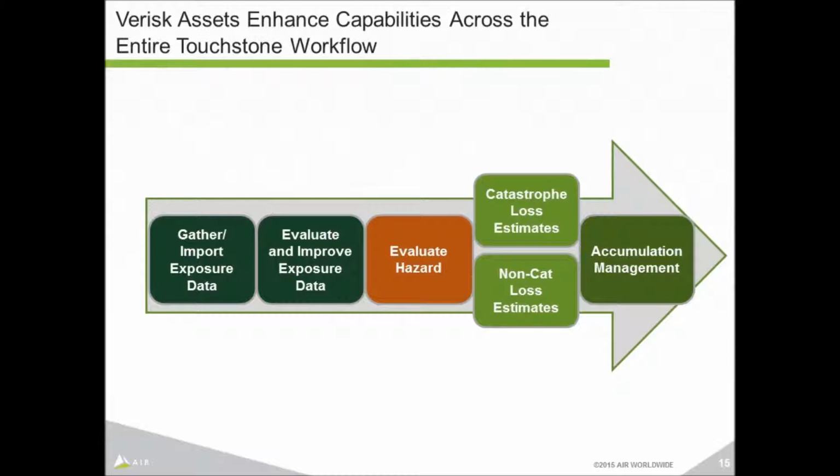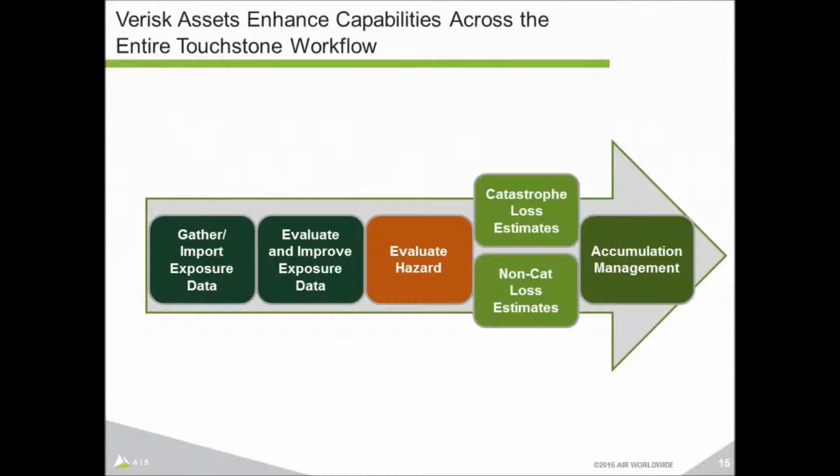Loss estimates for both catastrophe and non-catastrophe perils are then needed in order to further assess risk and inform pricing. And finally, if bound, the account will be rolled into the portfolio, where it must be considered in portfolio management functions, including accumulation, management, and reporting. Verisk offers a wide range of data and analytics that can enhance or supplement the capabilities we offer in Touchstone. I will summarize these connections here, and I will then provide more detail on the Verisk solutions in the following slides.